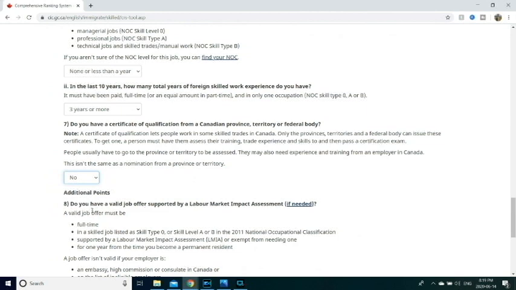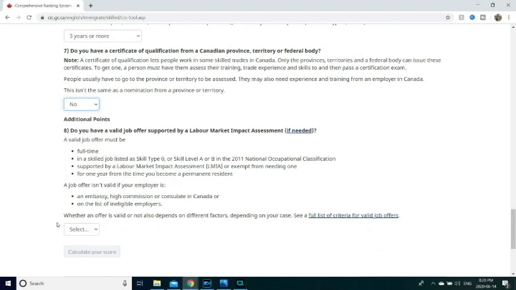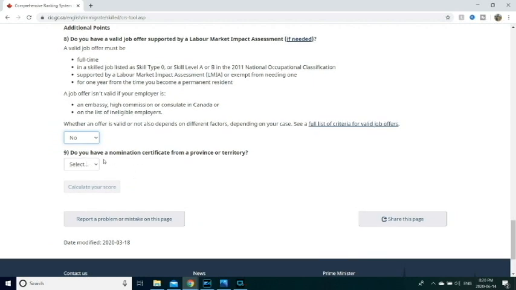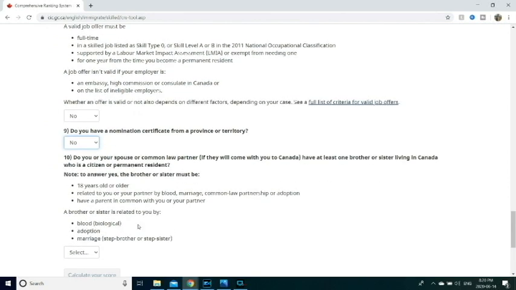Okay, so number 8 is the point where most people get confused. Say you have a job offer from Canada, you got a job in an IT company from Canada, but that company must have an LMIA. If it's not LMIA, then 99.9% this answer is no. Then, do you have a nomination? Nomination also we generally don't get from any territory or province outside Canada, so we are going to say no.